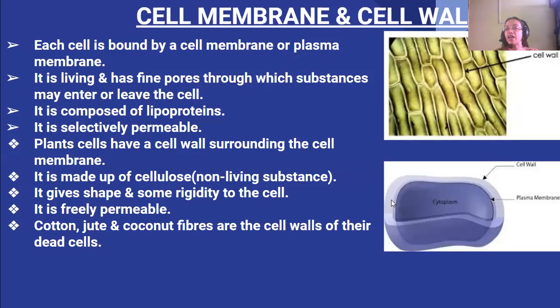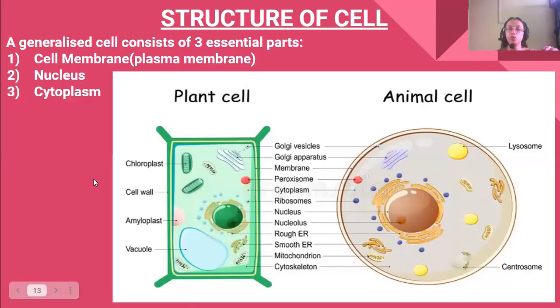Then cell membrane and cell wall. See, plant cells, just a second, I tell you. The difference between animal cell and plant cell is this: the plant cell has a cell wall which the animal cell does not have. But other things, another thing, plant cells have chloroplast, but animals do not. Plant cells have a vacuole, but animals generally do not.